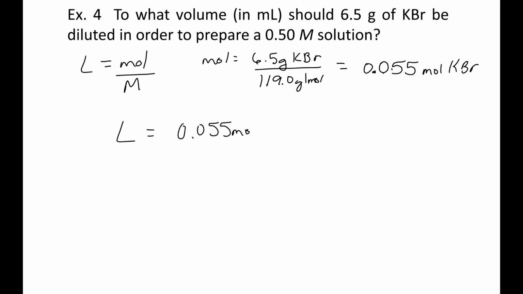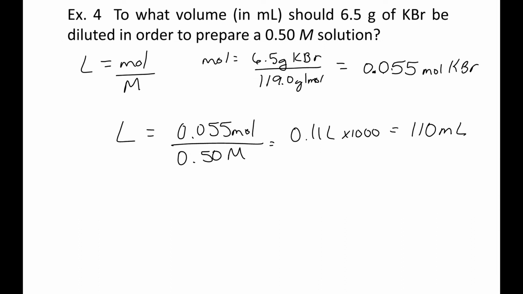Okay, so liters is 0.055 moles divided by 0.50 molar, and what we get is 0.11 liters. But I did want it in milliliters, so you have to multiply by 1,000, and we get 110 milliliters of solution. So we have to dilute it to 110 milliliters. And that's pretty much it. That's one example per each type, so hopefully you get this.